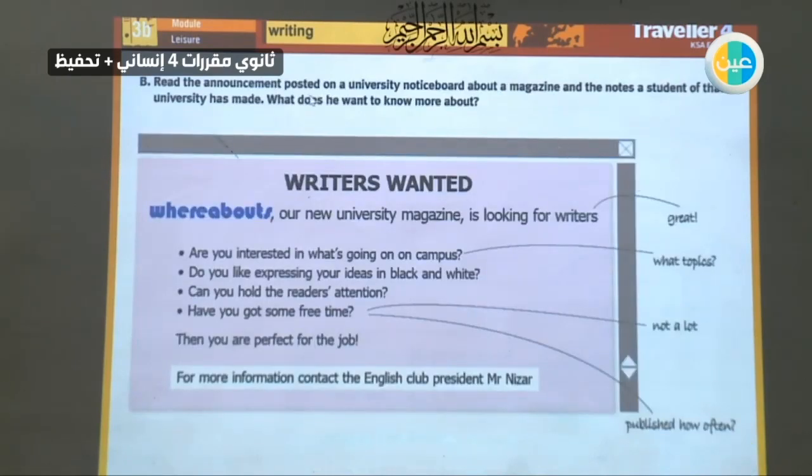So the first one we have to read. Then we want to answer this question: What does he want to know more about? Let's read. Writers wanted. Whereabouts, this is the name of the magazine. Our new university magazine is looking for writers. Then we have here a note, great. That Faisal thinks this is a great thing, that they are looking for writers.